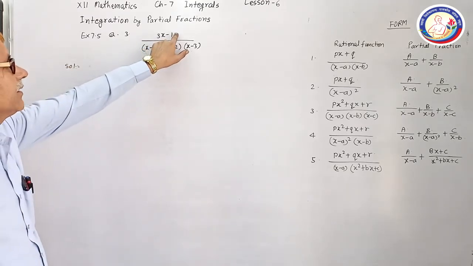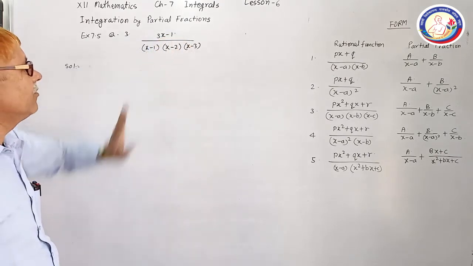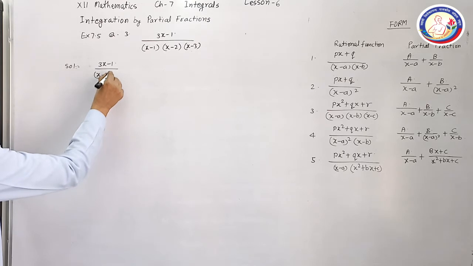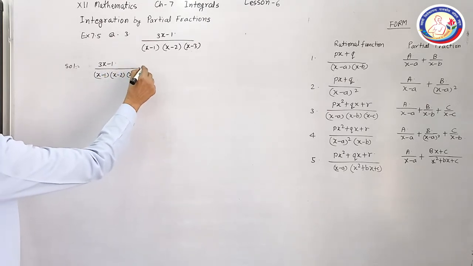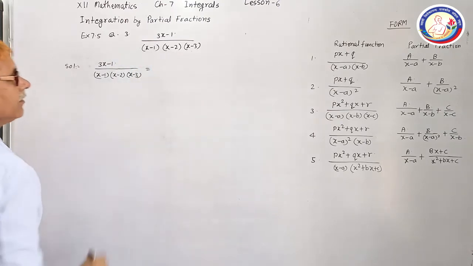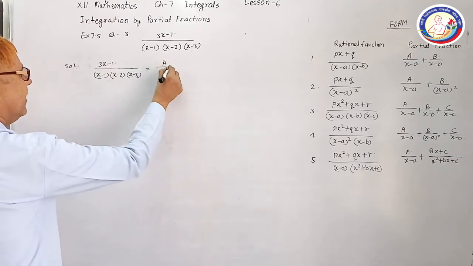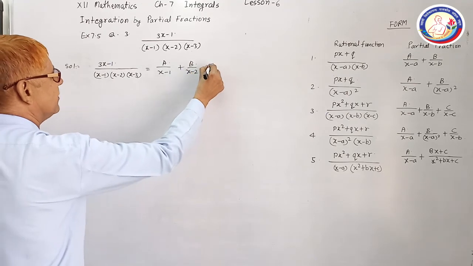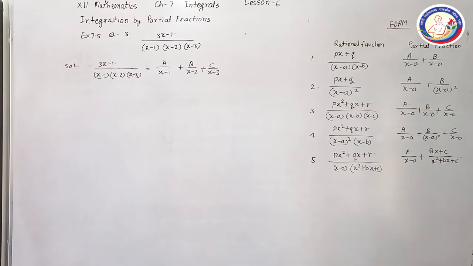Here this is a proper fraction, so this function is already in proper fraction form, so there is no need to change this. (3x minus 1) upon (x minus 1)(x minus 2)(x minus 3) is equal to, let the proper partial fractions be A upon (x minus 1) plus B upon (x minus 2) plus C upon (x minus 3), as given in the third part.